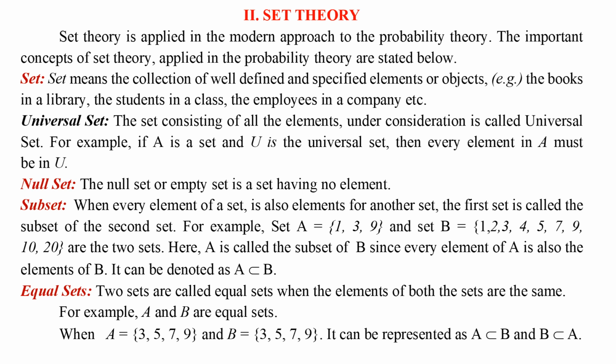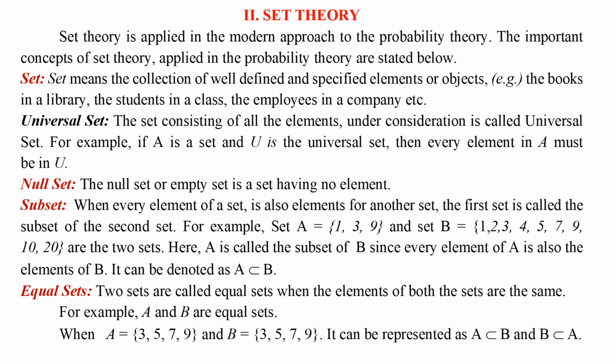Subset. When every element of a set is also an element of another set, the first set is called the subset of the second set. For example, set A equals {1, 3, 9} and set B equals {1, 2, 3, 4, 5, 7, 9, 10, 20} are two sets. Here, A is called the subset of B since every element of A is also an element of B. It can be denoted as A ⊂ B.